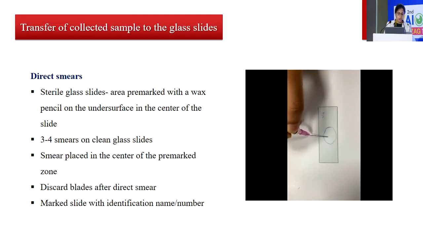Then what do you do with the collected sample? You have to transfer the sample onto the glass slide to make a direct smear. The area is pre-marked with a wax pencil on the undersurface, and make 3 to 4 smears, and discard the blades after the smear. Don't reuse them, use a new one for each.